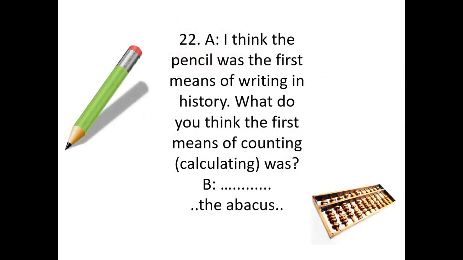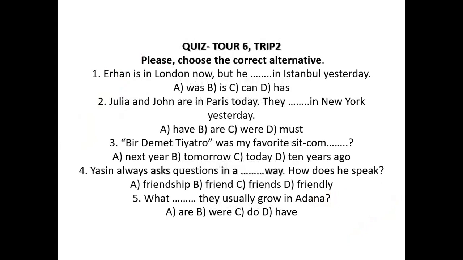Dialogue 22. I think the pencil was the first means of writing in history. What do you think the first means of counting or calculating was? What do you think it was? I think it was the abacus. This is an abacus. Okay, let's go ahead.